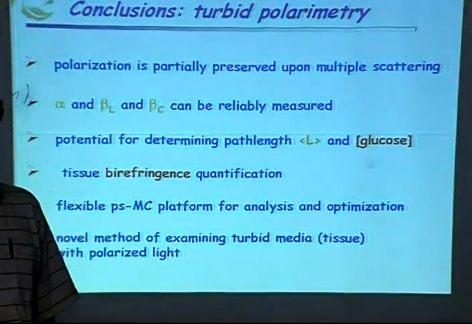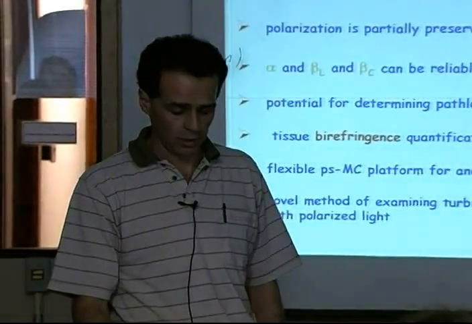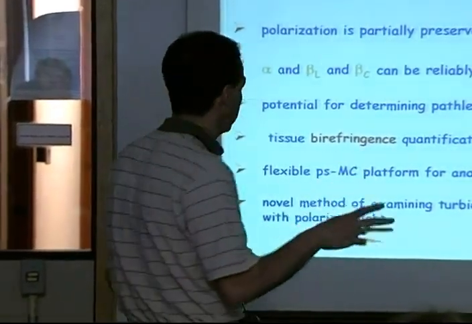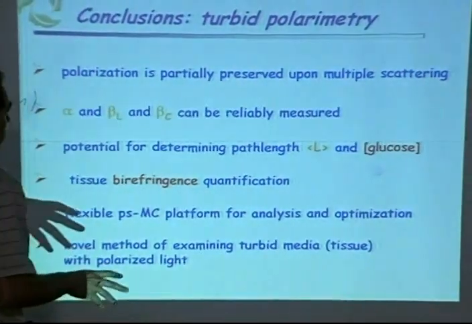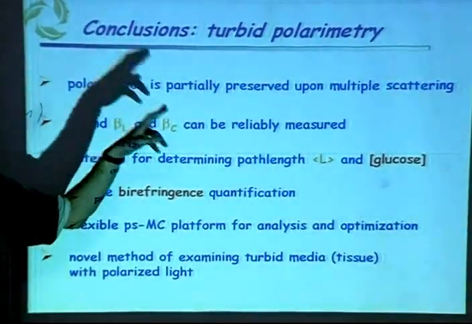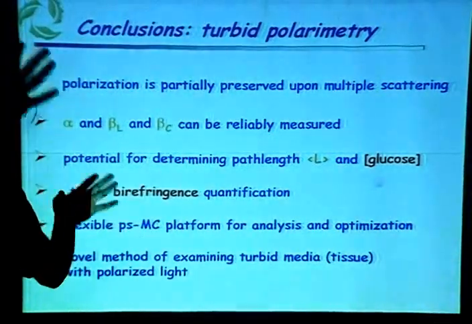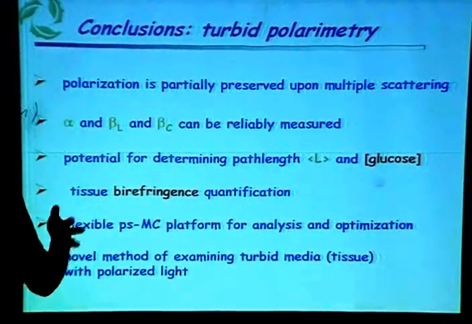So I probably talked long enough. Let me just conclude, and maybe we'll have some questions if you guys have some. So in the grand scheme of things, what does this all mean? Probably the biggest thing is that we have a theoretical and experimental method to measure and quantify the retention of polarized light in multiply scattering tissue media or tissue-like media.